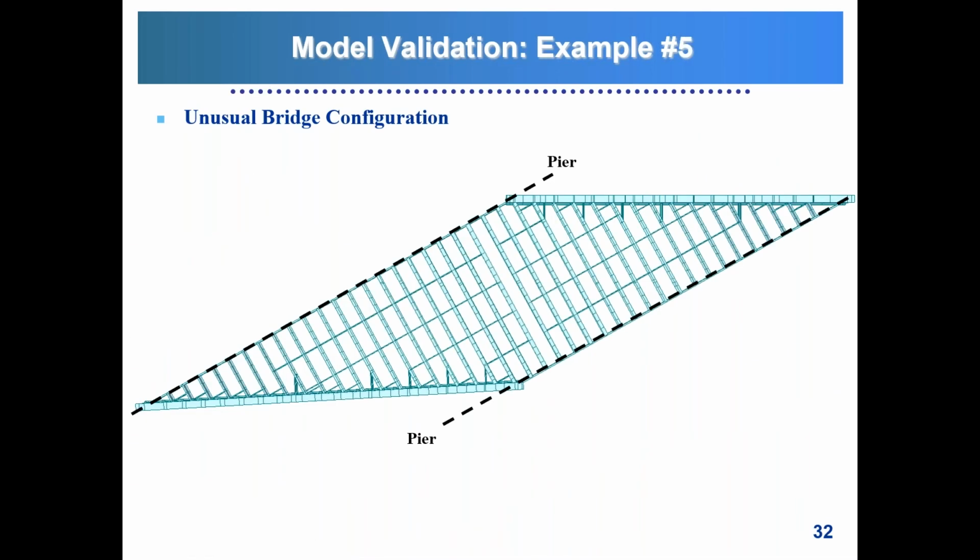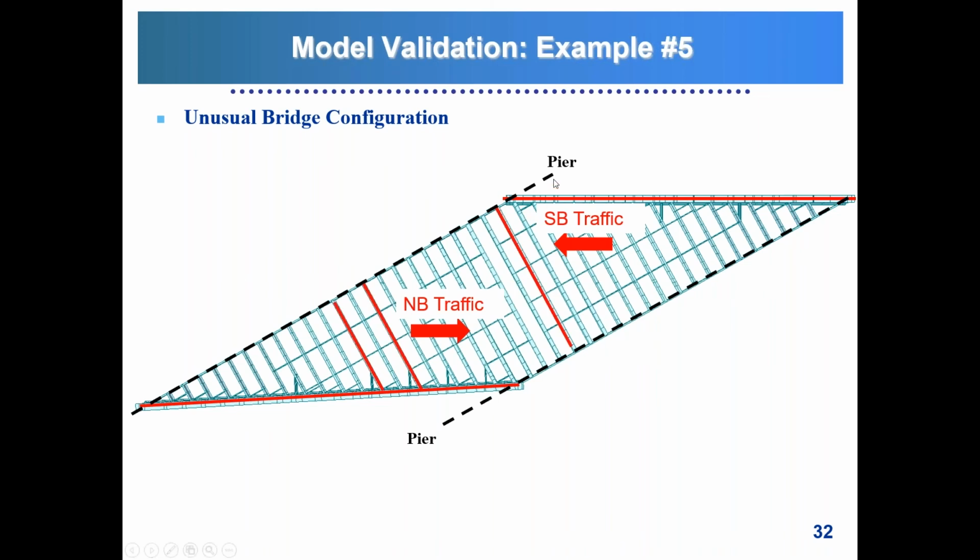The last example I wanted to bring as a validation example is a kind of unusual bridge configuration that we had. So this is a girder floor beam system with a very high skew. We have the piers along these lines. Then these are our skew girders. Traffic is going in this direction, northbound and southbound. And then these are our floor beams.